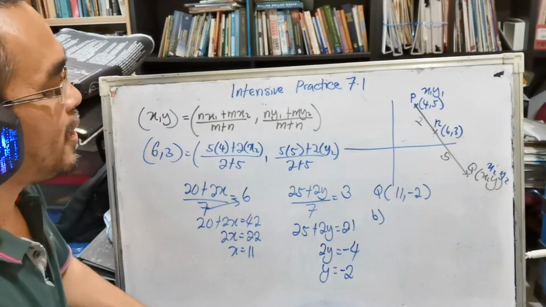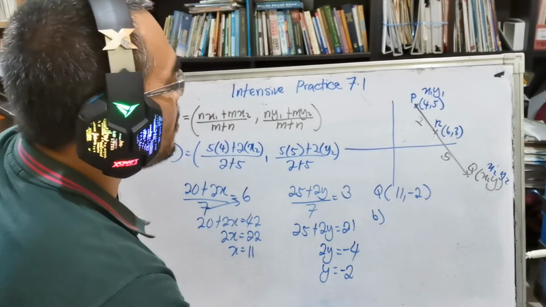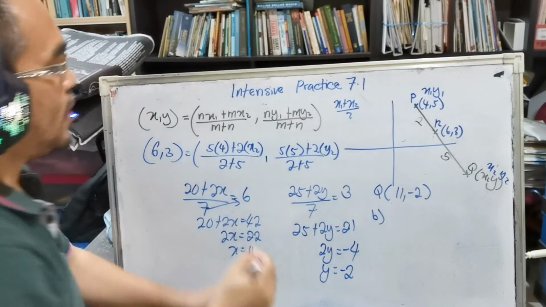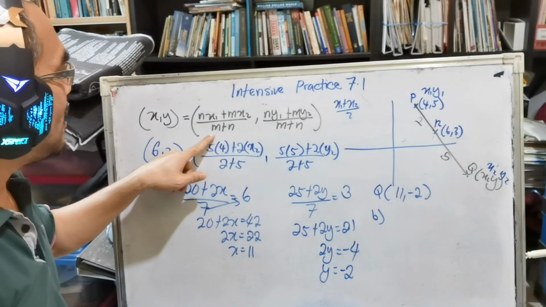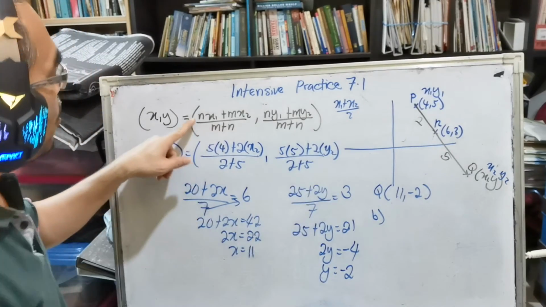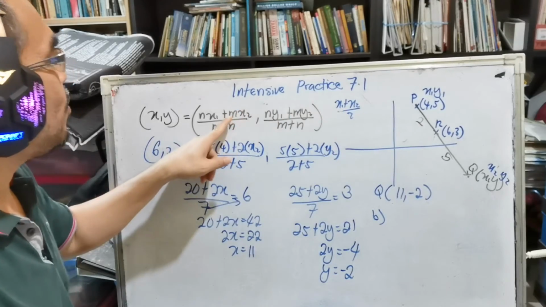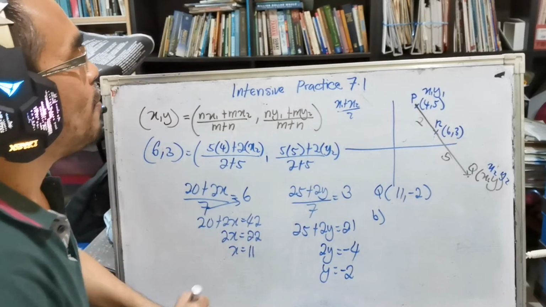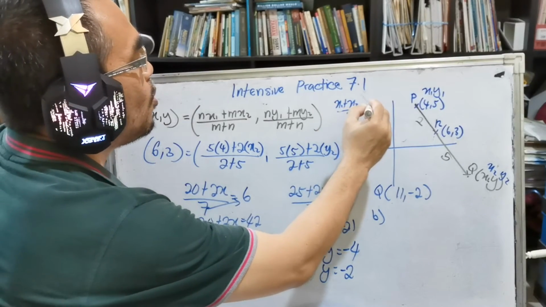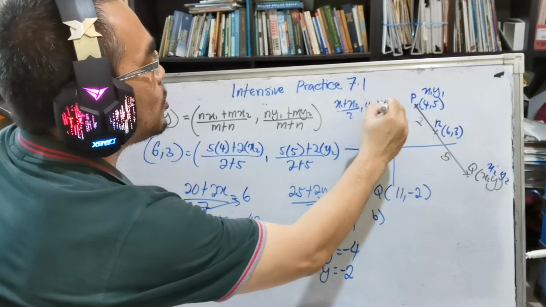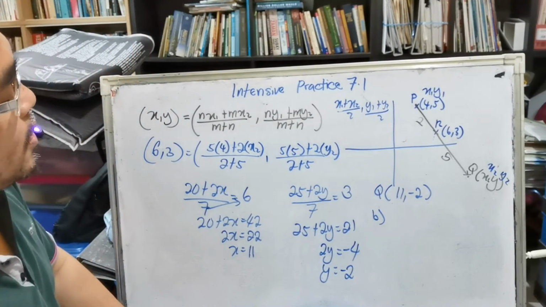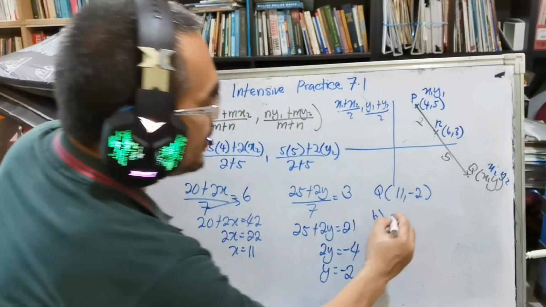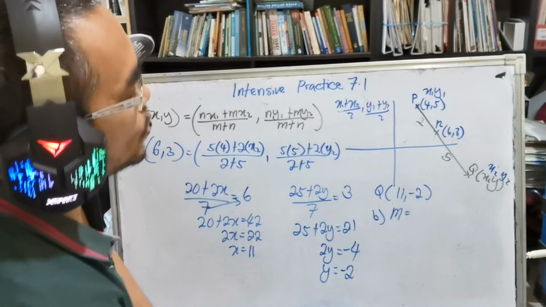Or the other way is that the actual midpoint formula will be (x1 plus x2) over 2. Originally it will be this formula, but 1 plus 1 will be 2, 1 times x1 will be x1, then 1 times x2 will be x2. So it's easier to use the midpoint formula: (x1 + x2) over 2, (y1 + y2) over 2. We have the coordinates of Q and P and want to find the midpoint. Let's say the midpoint is M.